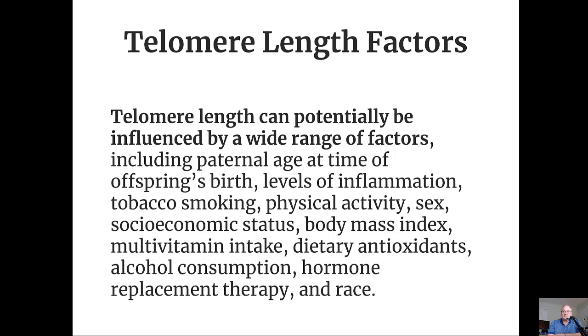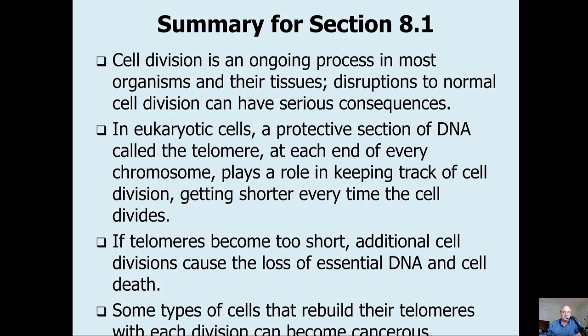If you take vitamins or not, dietary antioxidants, if you eat blueberries and natural antioxidants like that, how much alcohol you consume has really a negative impact. Hormone replacement therapy and race. All of these things are really interesting to look at in terms of the telomeres. So we've talked about just basic things, but if telomeres become too short, additional cell divisions cause the loss of essential DNA and cell death. Some types of cells that rebuild their telomeres with each division can become cancerous. So there's some really weird things going on here, and it's a really interesting study to look at.